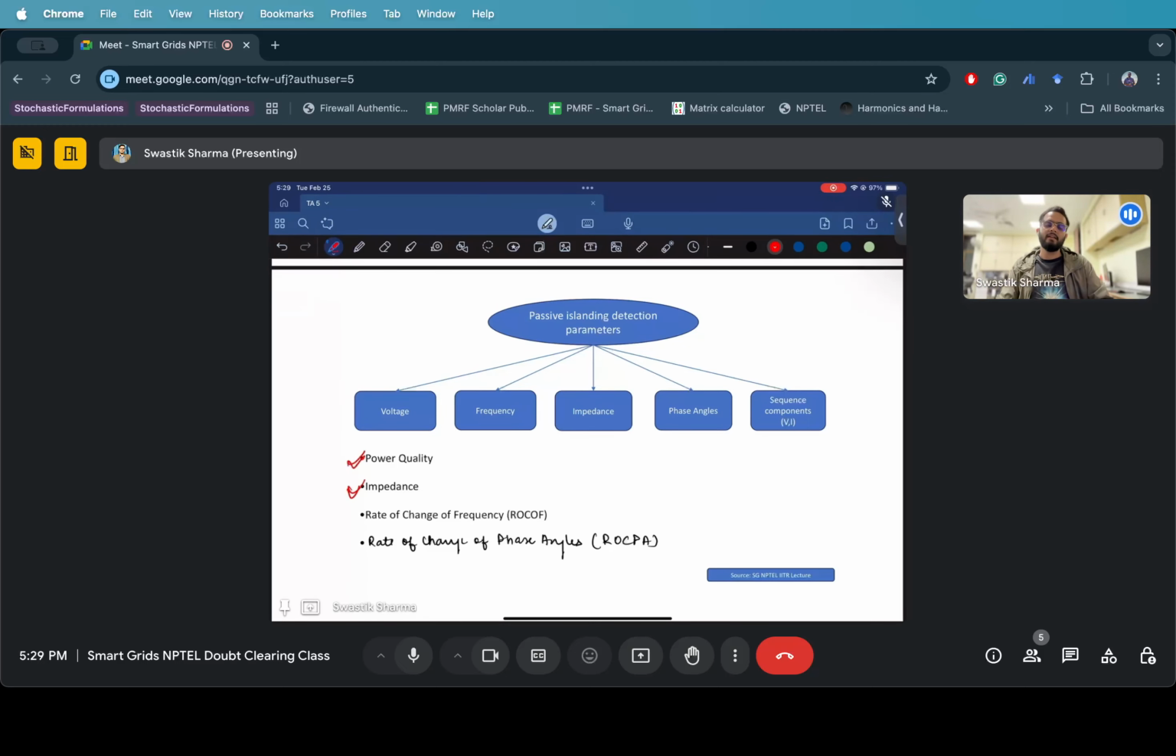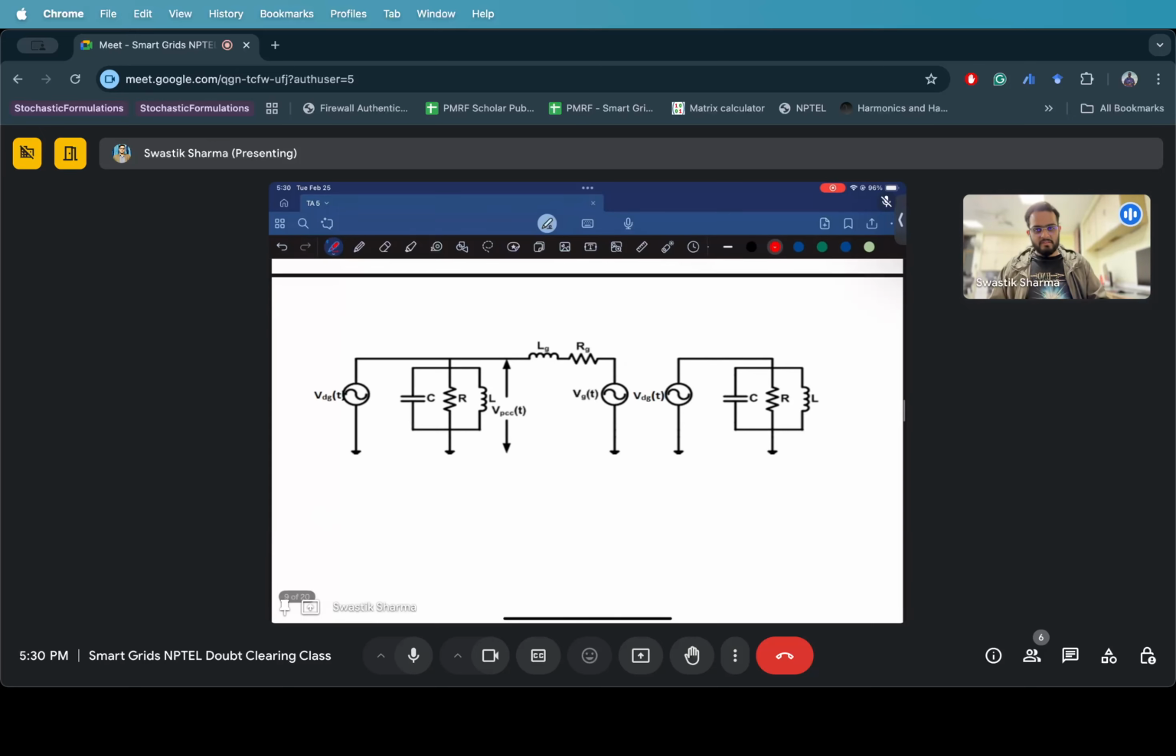Let's say that the network impedance, when it is connected to the main grid, sees a different impedance than when it is behaving in an islanded mode. We will also check how ROCOF varies. So what is ROCOF? It is the rate of change of frequency, how the frequency is changing with respect to time. It's essentially df by dt. And we also employ rate of change of phase angle, so how phase angles are varying with respect to time. The first and foremost is the impedance-based technique.